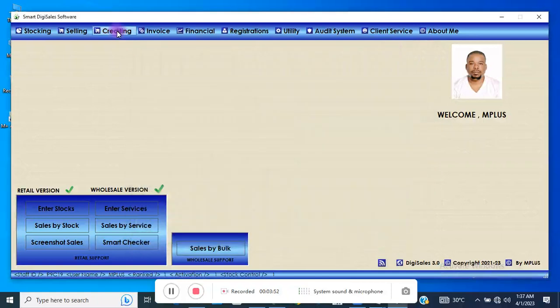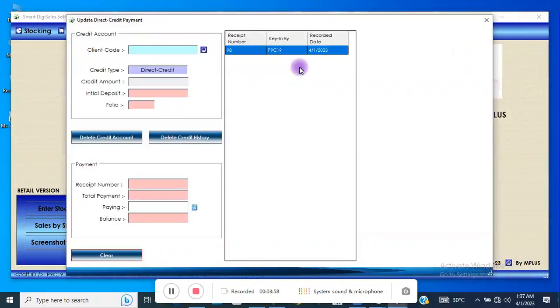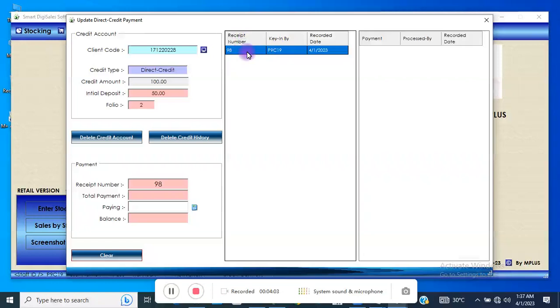Anytime Madam B comes, the follow-up is to go to update and update on Madam B. You see 98. You click on 98 and you realize that the deposit she brought, 50, is there. This is the second time Madam B is crediting, and that's the meaning of the folio number. So let's say Madam B has decided to pay 20 again. You click on the calculator, the same icon, and you get your balance of 30.